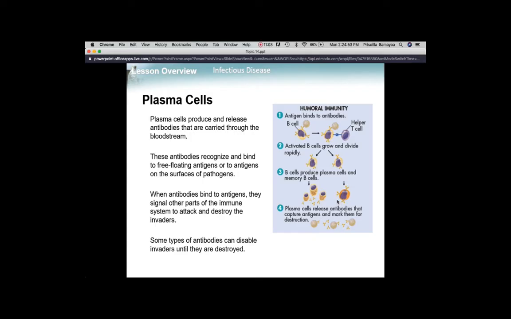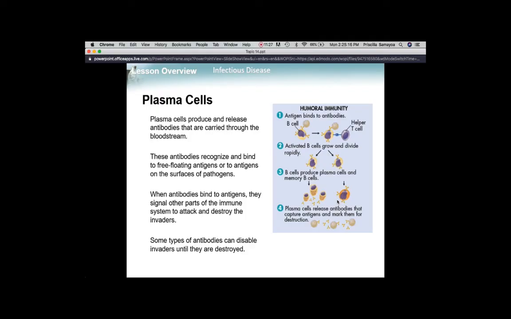Once you have the antigen bound to the antibodies, the B cells will grow and divide rapidly. Through that division, you will have plasma cells and memory cells. Plasma cells basically will release antibodies that will mark the cell for destruction, and the cell will go through apoptosis, which basically means it's just going to bomb itself. It's going to explode from the inside out. But you're still going to be left with the memory cells.